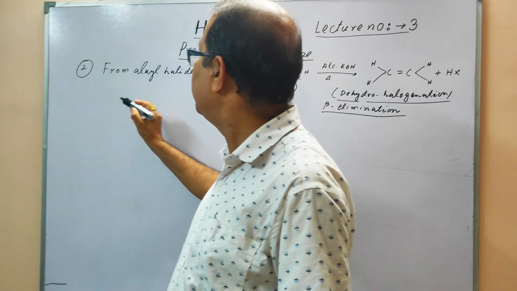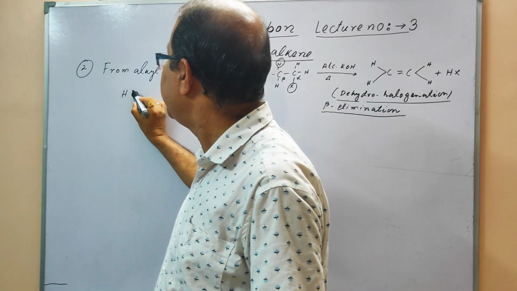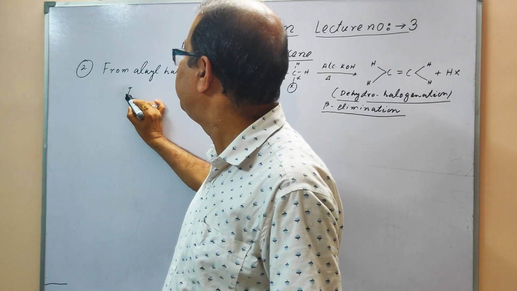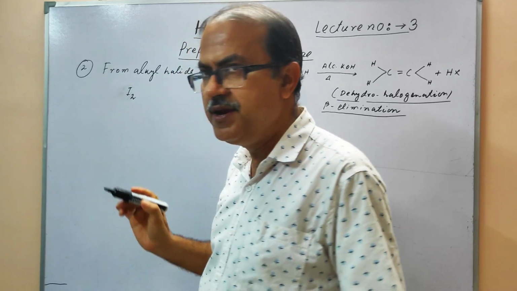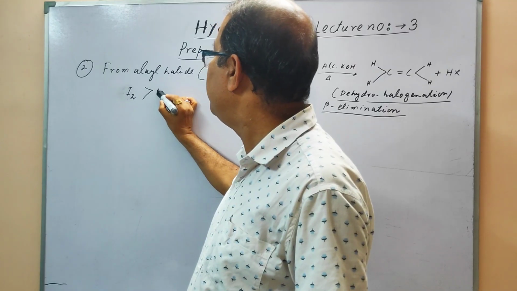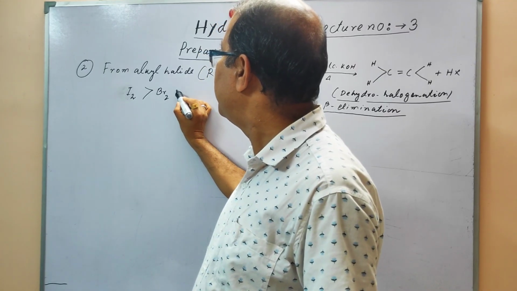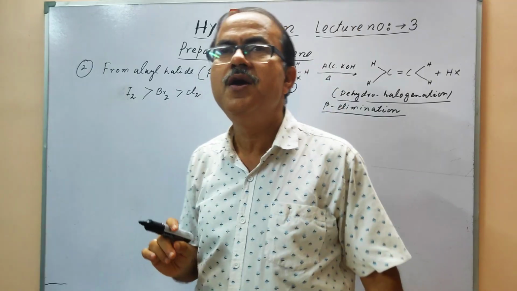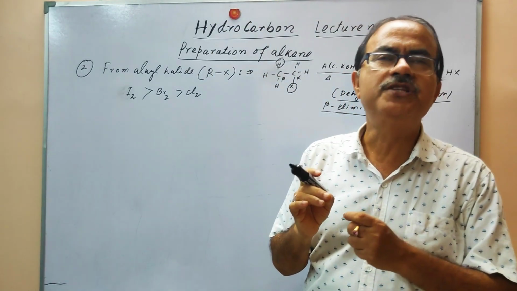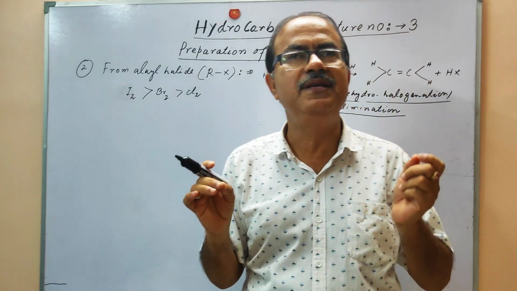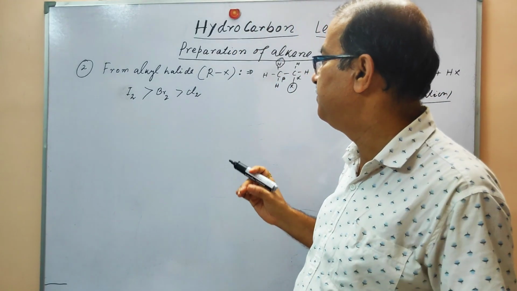So in terms of halogen, we can see HI, iodine. If the halogen is iodine, then it will have the highest rate of reaction, followed by bromine and followed by chlorine. Why is it so? Because the bond strength between the carbon and iodine will be less, so that it can be easily broken.